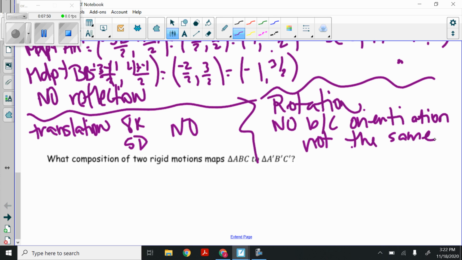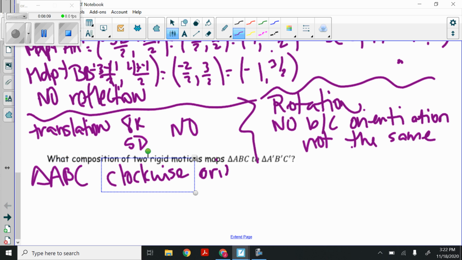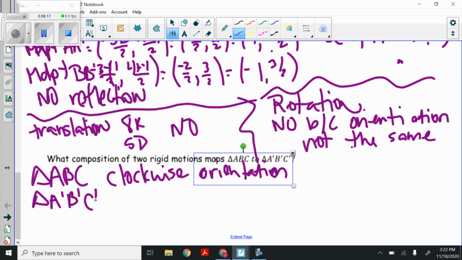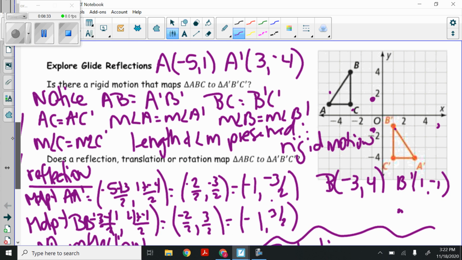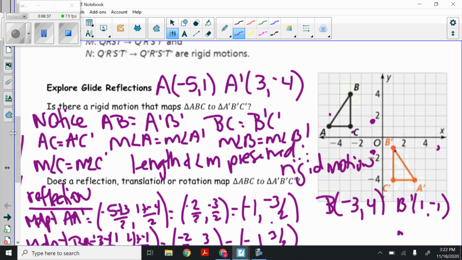So the next question asks, what is the composition of two rigid motions that would map triangle ABC to triangle A prime, B prime, C prime? Okay. So I notice triangle ABC has clockwise orientation. Triangle A prime, B prime, and C prime has counterclockwise orientation. We found up here that if we were going to have a reflection, it would have been this vertical line, x equals -1. So let's go ahead and reflect it about that line and see where we would be.